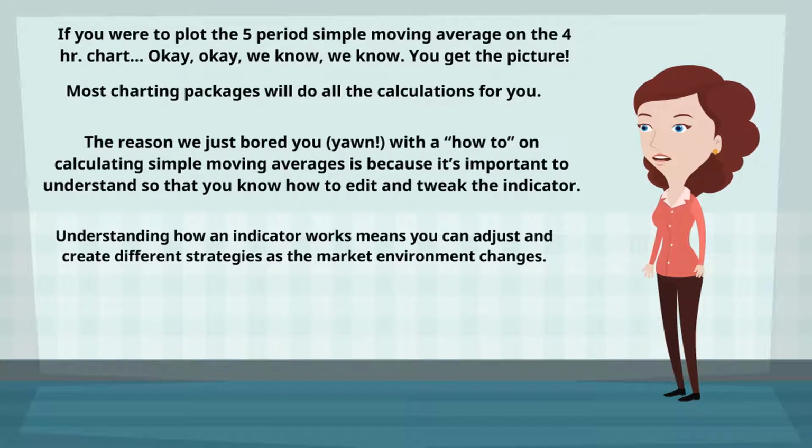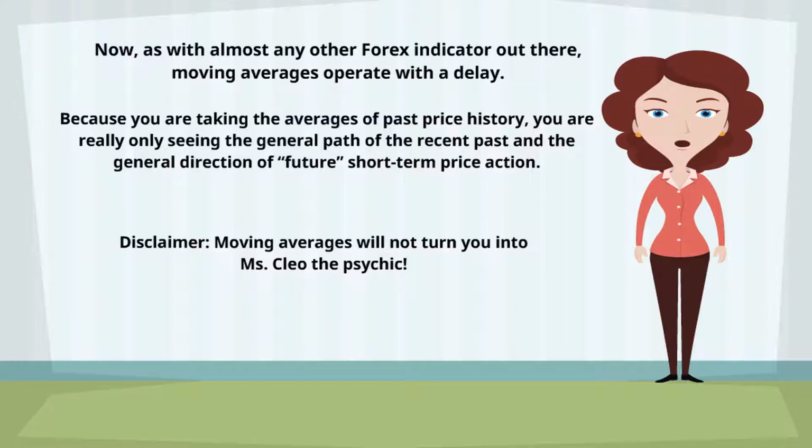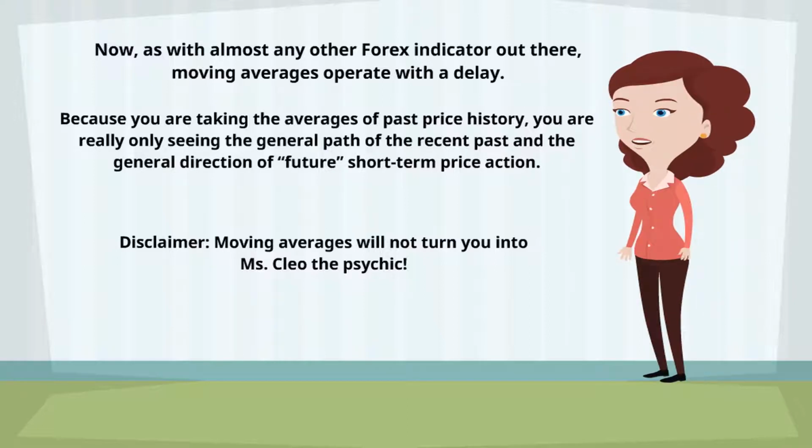Understanding how an indicator works means you can adjust and create different strategies as the market environment changes. Now, as with almost any other Forex indicator out there, moving averages operate with a delay, because you are taking the averages of past price history. You are really only seeing the general path of the recent past and the general direction of future short-term price action. Disclaimer: moving averages will not turn you into Miss Cleo the Psychic.